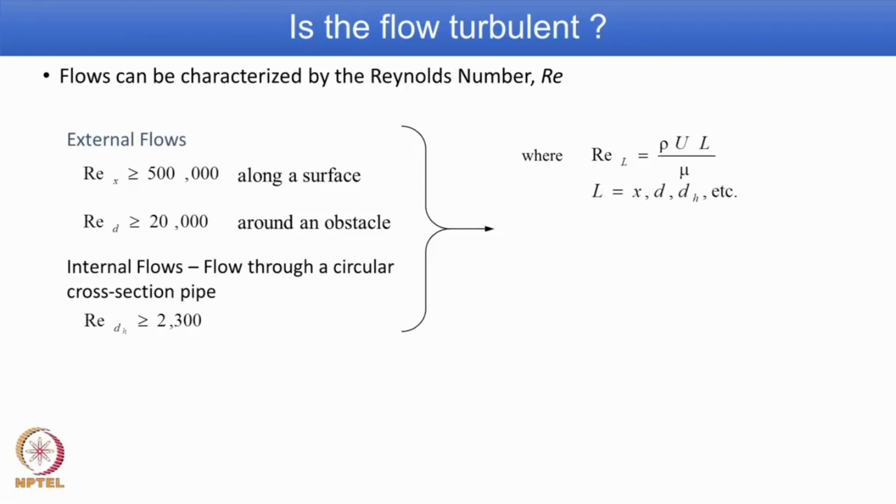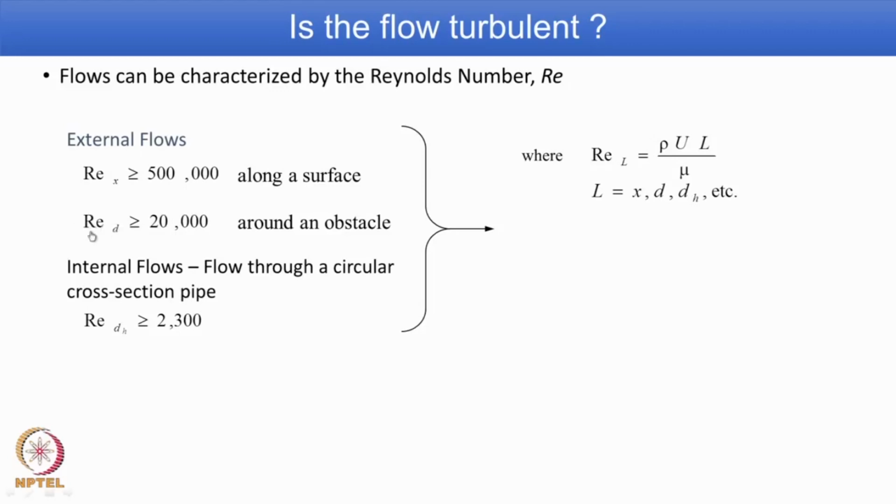External flow, for example, flow past a flat plate, flow over an aerofoil, flow past a cube, obstacle, buildings, etc. For flow along a surface, we define length scale L as the distance from the origin or the source, and that is why you write Re x. Now, that flow becomes turbulent if the Reynolds number defined based on the distance is greater than or equal to 500,000.